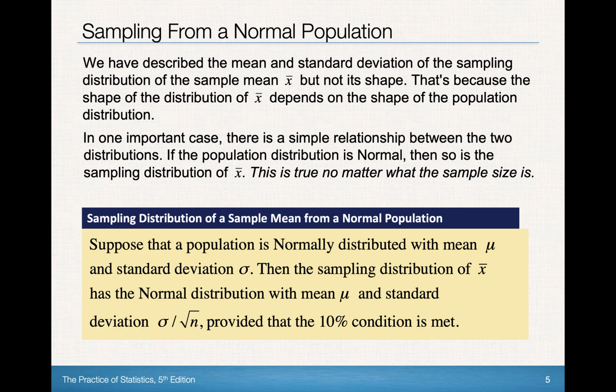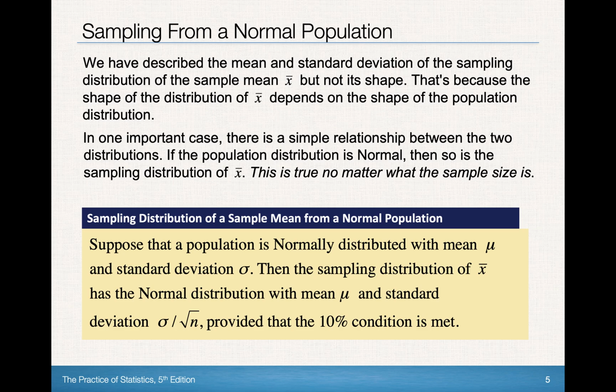In one important case, there is a simple relationship between the two distributions. If the population distribution is normal, then so is the sampling distribution. Okay, so again, if the population distribution is normal, then that means that the sampling distribution is also normal.